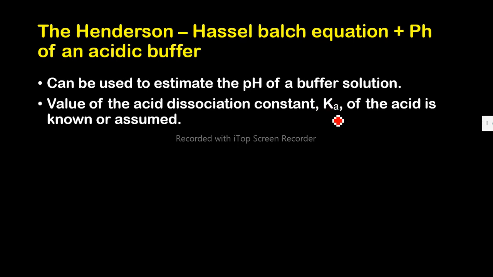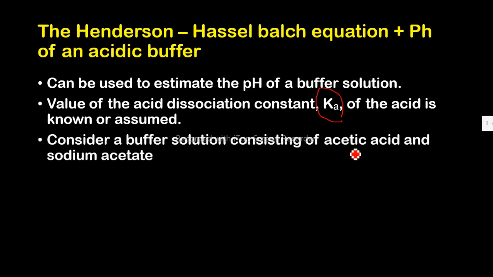So if we know the Ka of the acid, then we can determine the pH. So how are we going to do it? Consider a buffer solution consisting of acetic acid and sodium acetate. I hope this space is going to be enough for us to do that calculation.